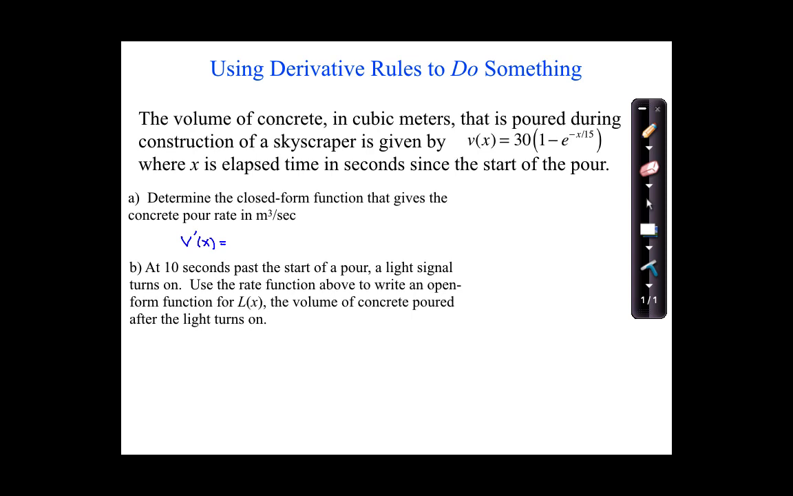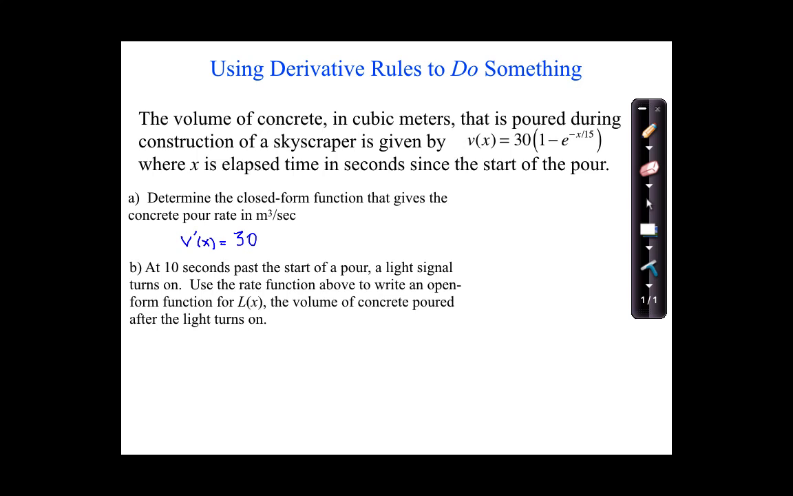But just as it is, V of x, the volume of concrete poured after x seconds, is written as, we'll get a coefficient of 30 and then a simple subtraction problem. So this constant multiple of 30, we can just leave it alone, multiply it onto what the rate of change would be if it were just this 1 minus e to the negative x over 15. So, multiply on 30 to what would be the derivative of this. So what is the derivative of 1 minus e to the negative x over 15?